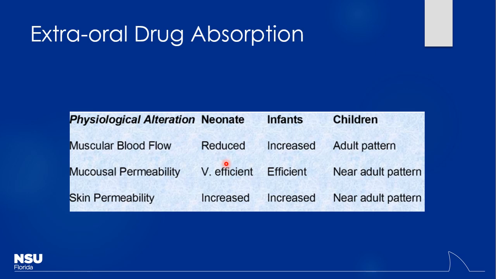It may not be a great route. Versus with infants, they start to become more active, more mobile, they're moving around, more blood flow happens, and that may actually increase the absorption there. So you may find in certain cases, a certain route may not be appropriate based on things like the muscular blood flow, right? Looking at mucosal permeability, we mentioned very efficient for neonates because their membranes are so thin, and skin permeability as well is very thin, so it's going to allow for very good absorption there.